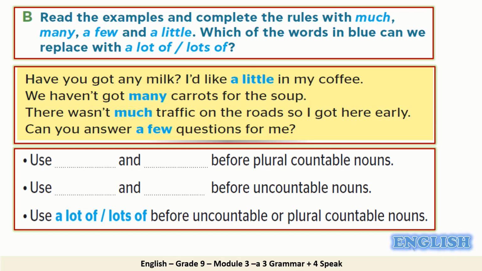Uncountable nouns are used with a singular verb. We say water is warm. It cannot be water are warm. This is wrong. You can stop the video, answer the questions, then check your answers.